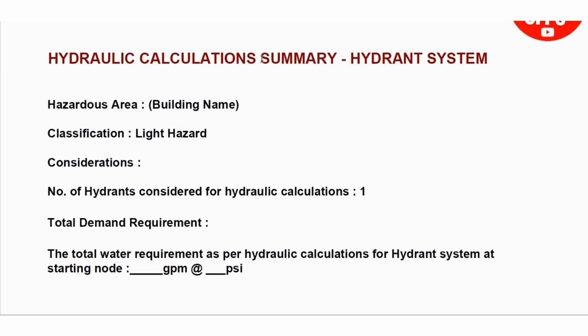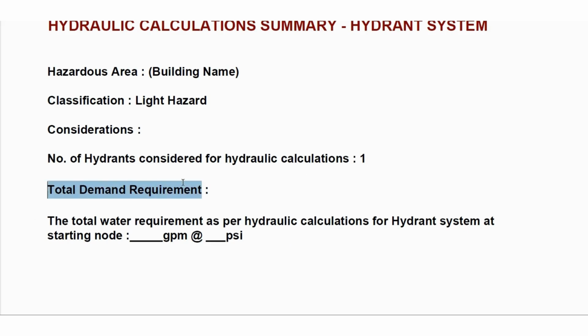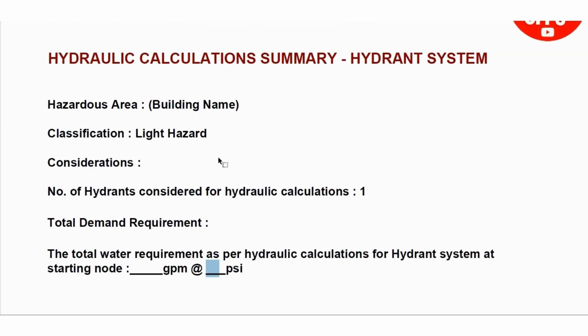See, basically we need to prepare a summary sheet for the hydrant system. In this we will mention the number of hydrants considered for our hydraulic calculations. Either it can be 1 or maximum 2. So now we have the total demand requirement. We will mention the total demand requirement based on the results we got from the hydraulic calculations. So as per NFPA 24, we need to consider the hydrant network to perform our calculation.